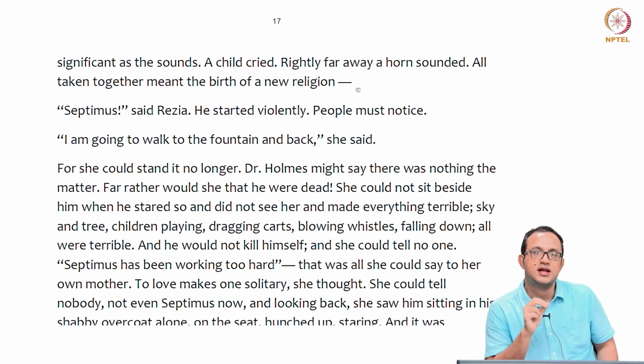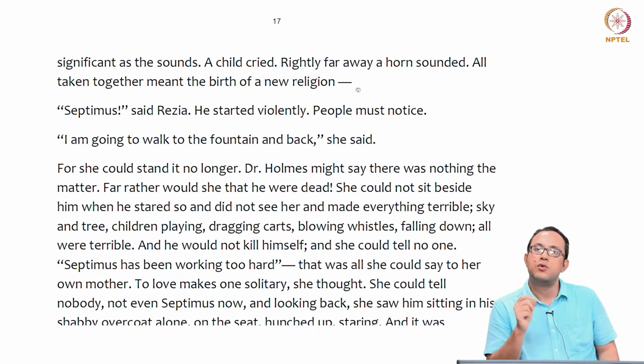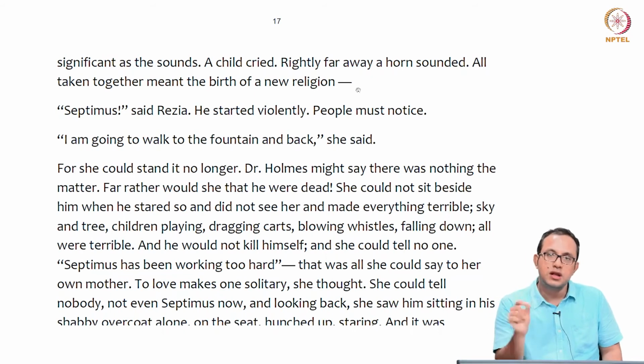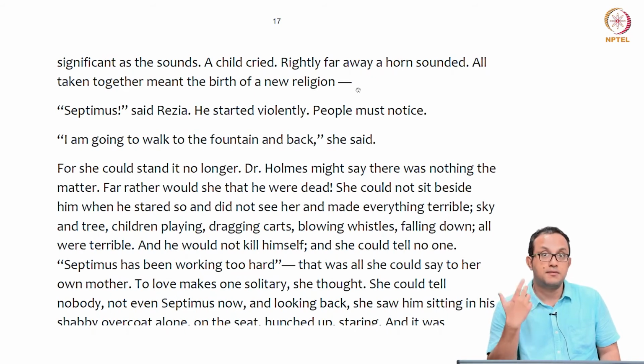So this is a very important section. He's hearing all kinds of sounds. Now, what is also important is the space between the sounds. That becomes as important as the sounds. Now, a child cried, rightly far away, a horn sounded, all taken together meant the birth of a new religion.